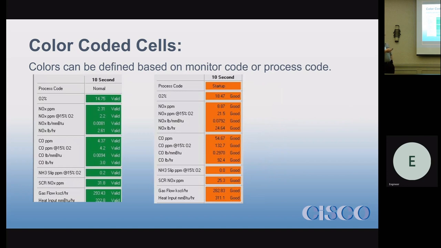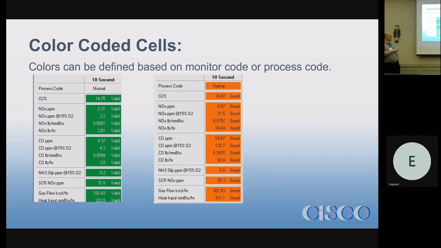They work on monitor codes, so valid data, but they also work off the process codes. So if you're in startup, we have this kind of burnt orange. Didn't come across very well. So you can see that that's startup data, so you don't necessarily have to comply with your normal operations limits. Real easy, handy for the operators to tell, okay, I'm in startup. I don't necessarily need to worry about these numbers. As compared to the green here, it's normal operations, valid data.